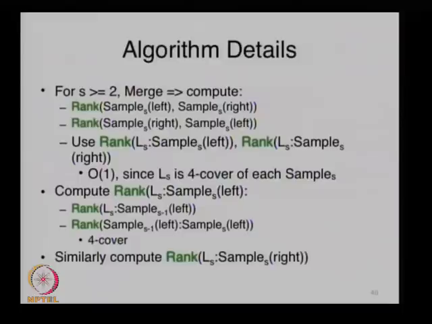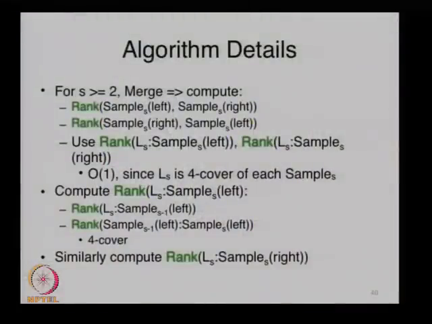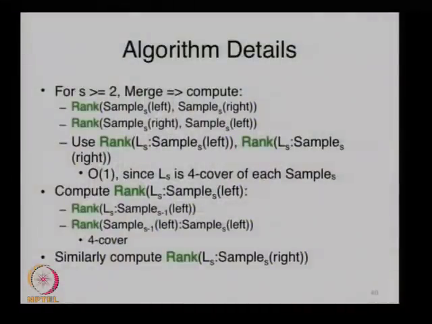So we are to merge. What do we need? We need a cover, but we also need the cover's rank. Right? Cover's rank in both. How do you get the cover's rank in both? So we want to find the rank of the new sample in my left child in the other child's samples, and the rank of the new samples in my right child in the left child's samples, right? So those are the two things I'm going to need. Rank of sample S left, and sample S right. Left meaning left child, right meaning right child. Sample means sample sub S, we already know what that means. Okay.